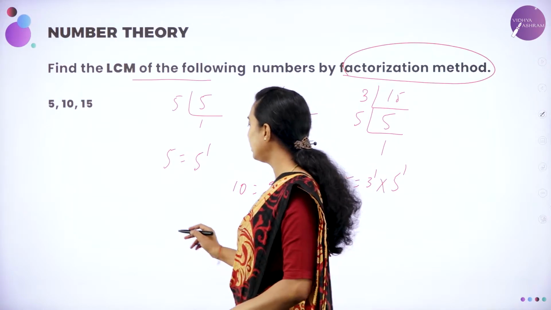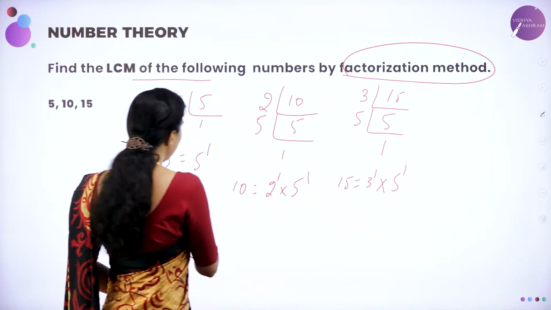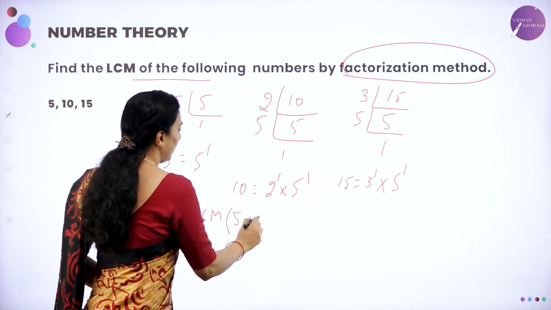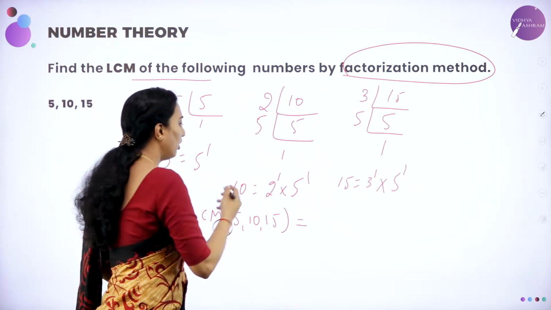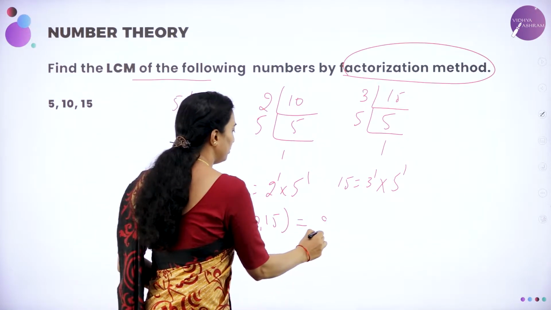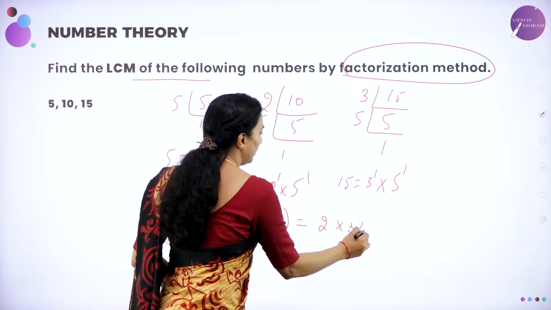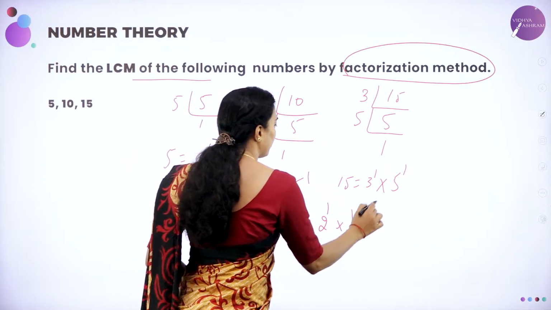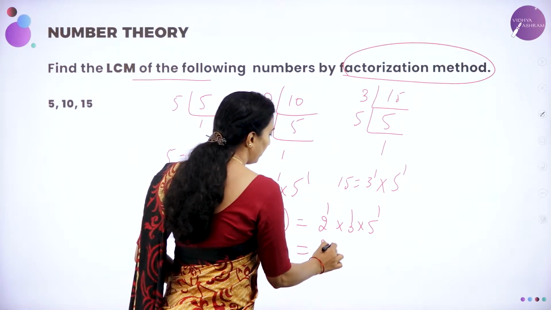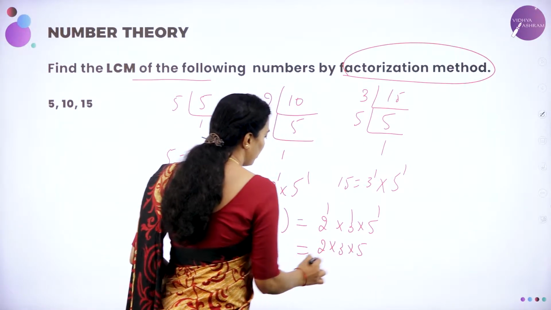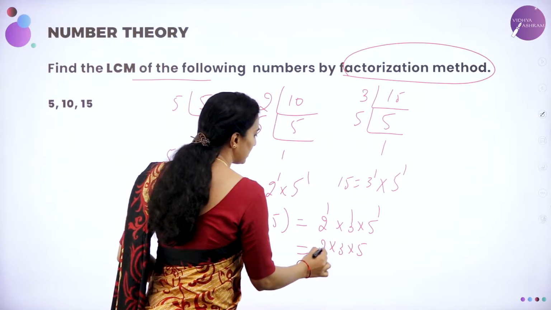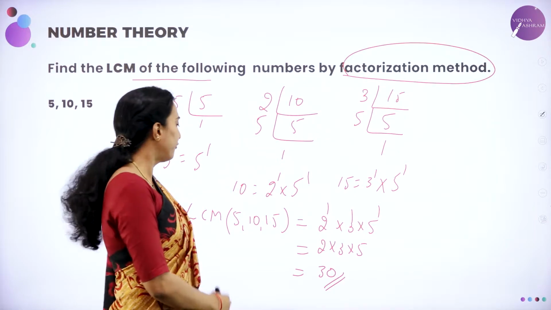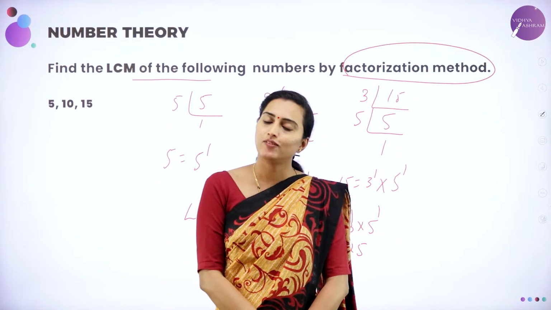Now write down all. So LCM of 5, 10, 15. Write all the prime numbers: 2 is there, 3 is there, 5 is there. Write their highest power only once. 2 power 1, 3 power 1, 5 power 1, which is 2 into 3 into 5, which will be equal to 2 3s are 6, 6 5s are 30 is your answer. So the LCM of 5, 10, 15 is nothing but 30.